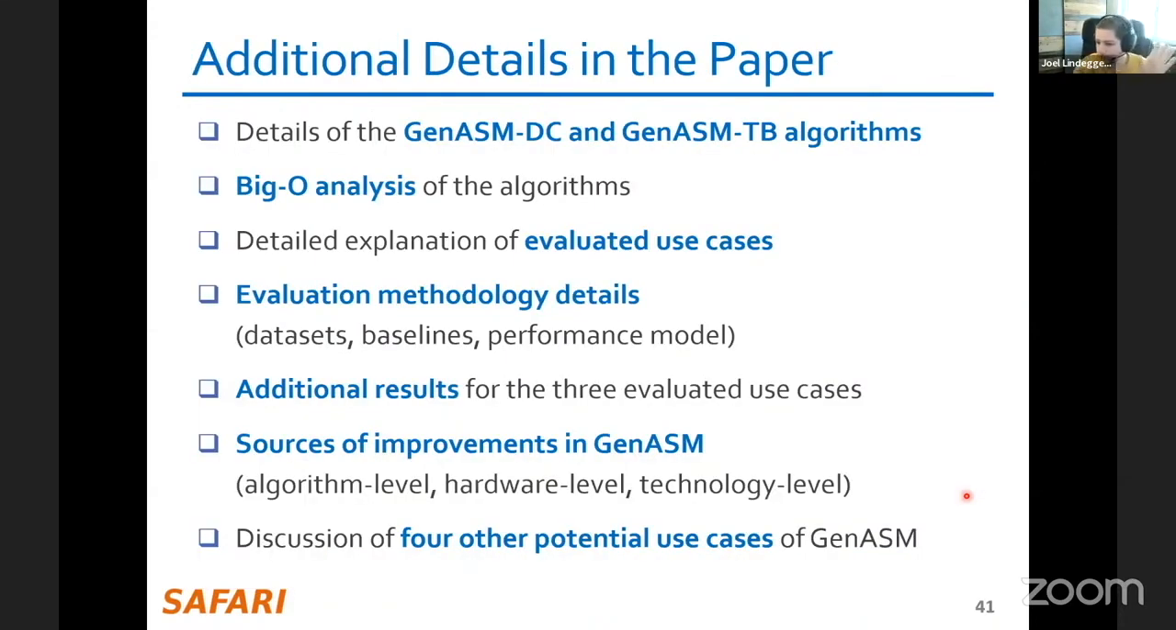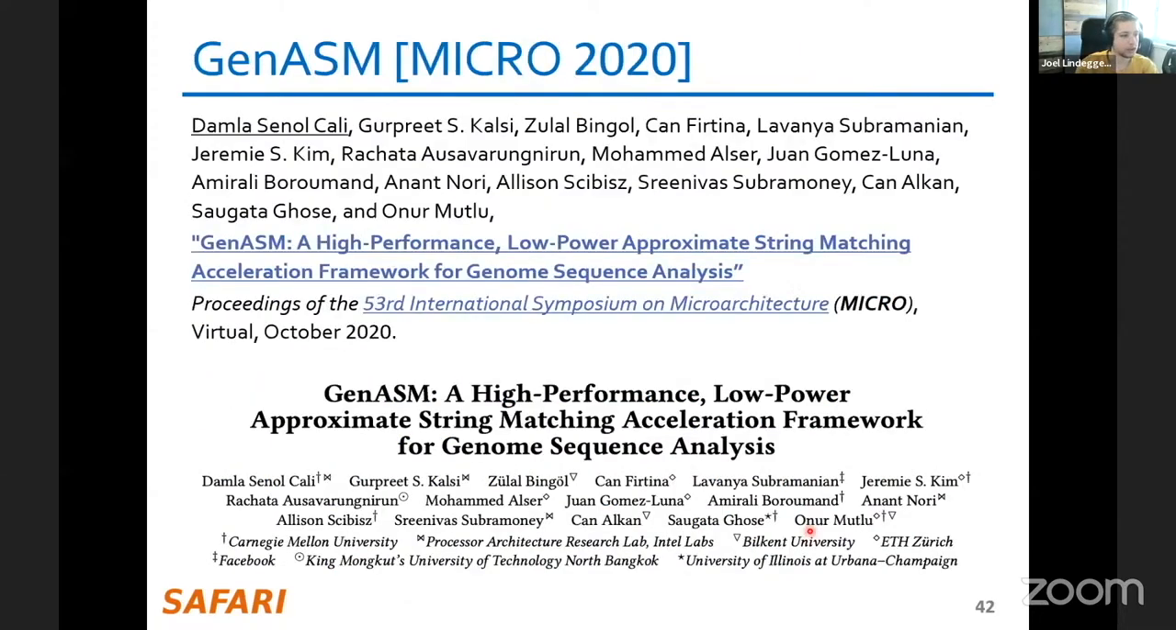The full paper goes into much more detail in several areas, including computer science aspects like big O analysis, but also, of course, much more extensive evaluation and discussion of why exactly GenASM is better. And all of these additional use cases that I didn't go into now. So this is the paper. This was by the way presented at MICRO 53 in 2020, and it's available online. It's also on arXiv, of course.